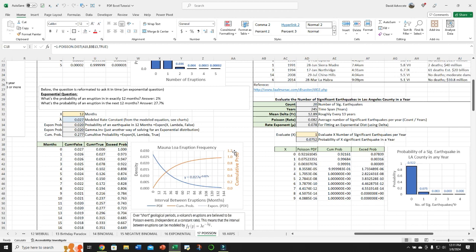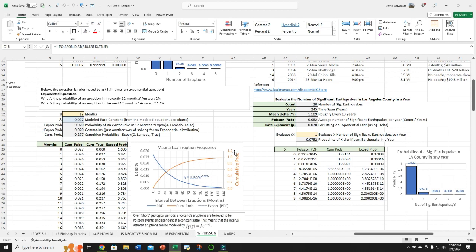So we can answer the question thus. There is a 2% chance of an eruption in 12 months' time, or there is a 27.7% chance of an eruption will occur within the 12-month period. Note that I also solved the probability using the gamma function to demonstrate that it is related to the exponential function and yields the same answer of 2% probability.